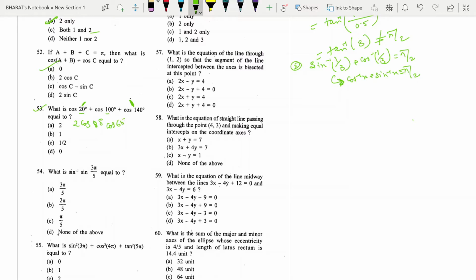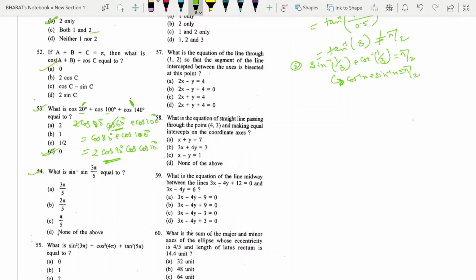Cos of 60 degree plus cos of 100 degree. If you know the value of cos 60 degree, it is 1 by 2, so this and this will get deducted. So we are left with cos of 80 degree plus cos of 100 degree. Now again cos of A plus cos of B will be equal to 2 cos of (A plus B) by 2, that is 180 by 2, that is cos of 90 degree, and minus, that is cos of 10 degree. Cos of 90 degree is 0, so the answer will be D.